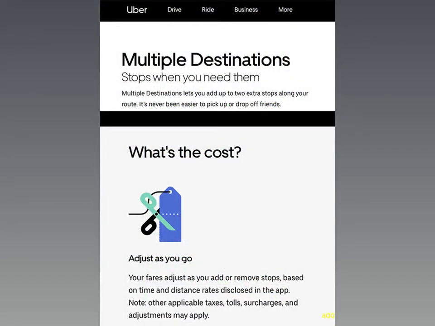Here's what Uber tells us on its webpage. It tells us that multiple destinations let you add up to 2 extra stops along your route. It says, what's the cost? The cost adjusts as you go. Your fares adjust as you add or remove stops based on time and distance. So be warned, you can make a change while the trip is on. You can add an intermediate stop on the go, but it's probably going to cost you extra.